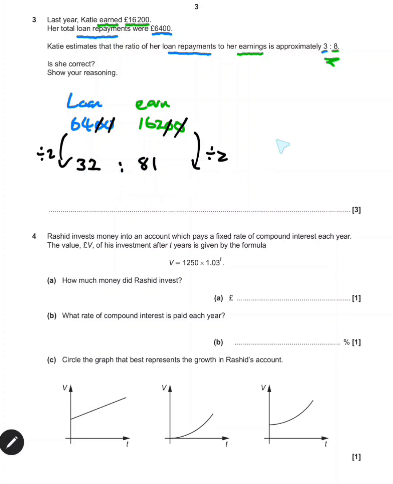This is looking pretty good compared to what I'm aiming for. If I just take this ratio and divide both sides by 10, I get 3.2 to 8.1, which is very close to the 3 to the 8 that we're told about in the question. So her estimate is correct. Don't lose the final mark. We're asked if she is correct. Make sure you put yes or no on a question such as that.